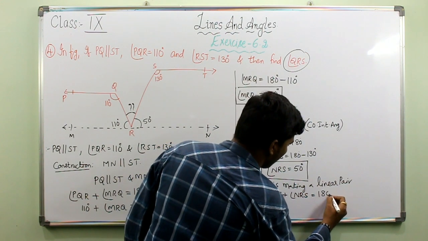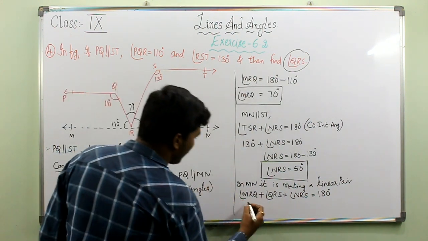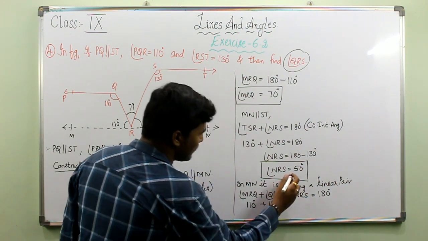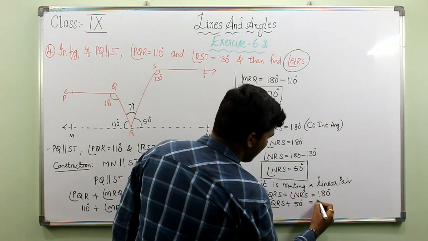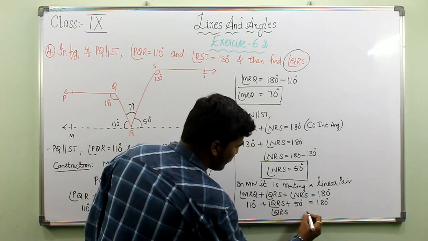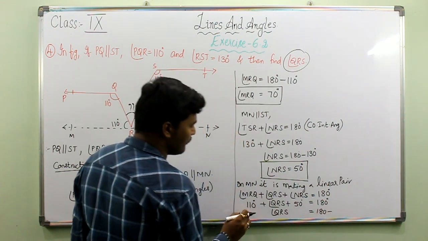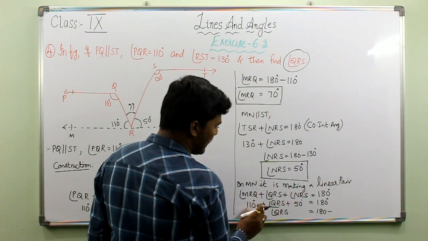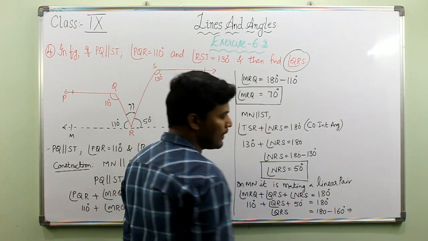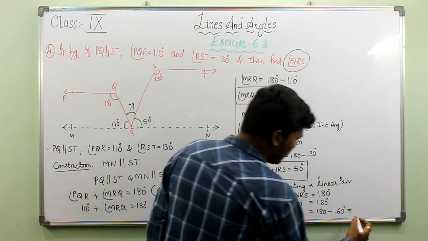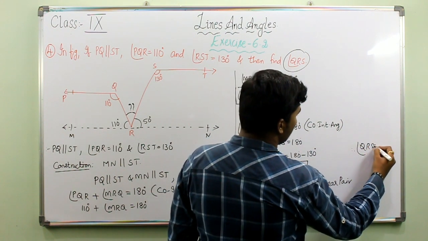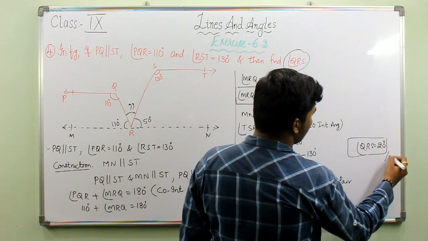NRS is equal to 180 degrees. The angle at the point R is 110 and we have to find QRS plus NRS is 50. So this will become 180. So from this, QRS will be 180 minus, if I add these two, 110 plus 50 will become 160. If I shift it to that side, it will become 180 minus 160. So it will become 20 degrees. Therefore, the angle QRS is 20 degrees.